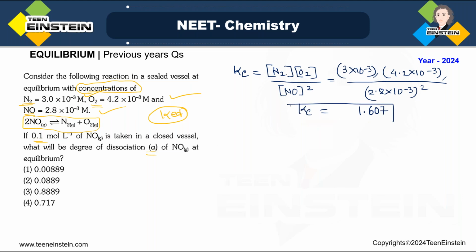Now this value of Kc we will use in the second step, where we will actually find the value of alpha. Now you have to write this equation. So it is 0.1 initially, these two are not present, no concentration. Then 0.1 minus 1 into alpha, and it will be something like this.